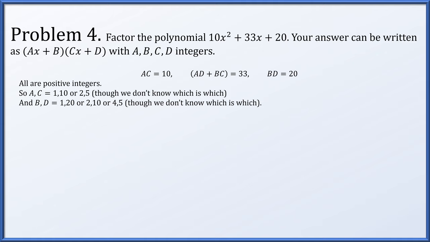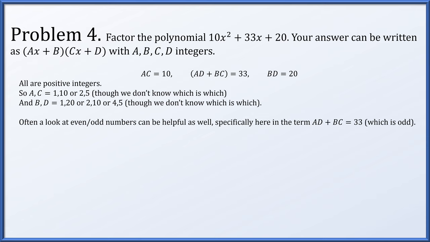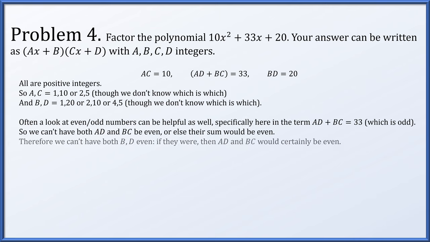Even if I somehow narrowed it down that I know BD as a pair is 4 and 5, I don't know which is which. Having isolated positive versus negative information, the next thing I'm going to do is look at what could possibly be even versus odd. This isn't always going to be helpful, but look at that linear term, AD plus BC equals 33. 33 is an odd number. So AD and BC cannot both be even. Otherwise, AD plus BC would be the sum of two even numbers, and that would be even.